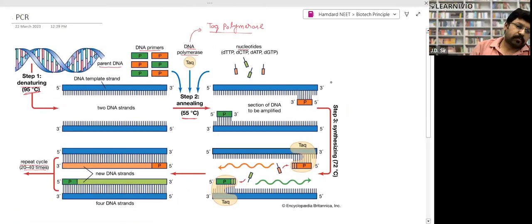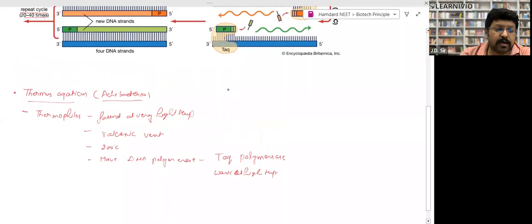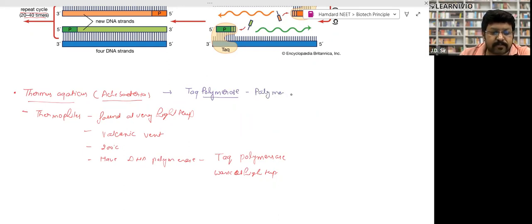Then what we do, look, first, this is the DNA. Before going into that, I want to tell you that in the PCR technique, we use a special kind of DNA polymerase. The name of that DNA polymerase is Taq polymerase. The function of this polymerase is the same. It polymerizes the DNA. What is that function? Same. That is the function of DNA polymerase. Polymerize DNA.